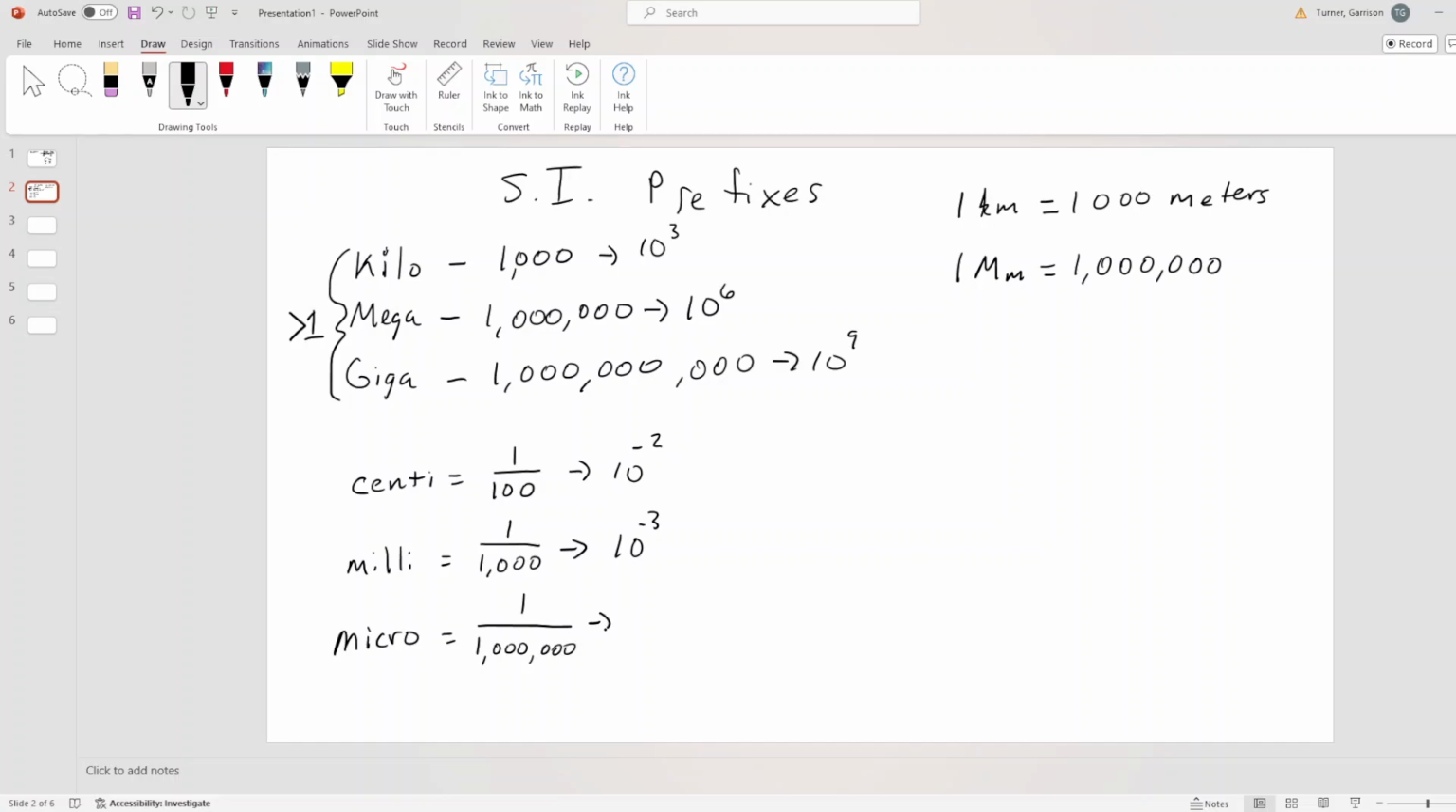And this is often written as 10 to the negative 6. Okay? So in 1 centimeter, for example, this is 1/100th of a meter. All right. So 1 meter, for context, for those who aren't familiar with the SI system, 1 meter is approximately a yard. Okay, it's a little bit bigger than a yard.